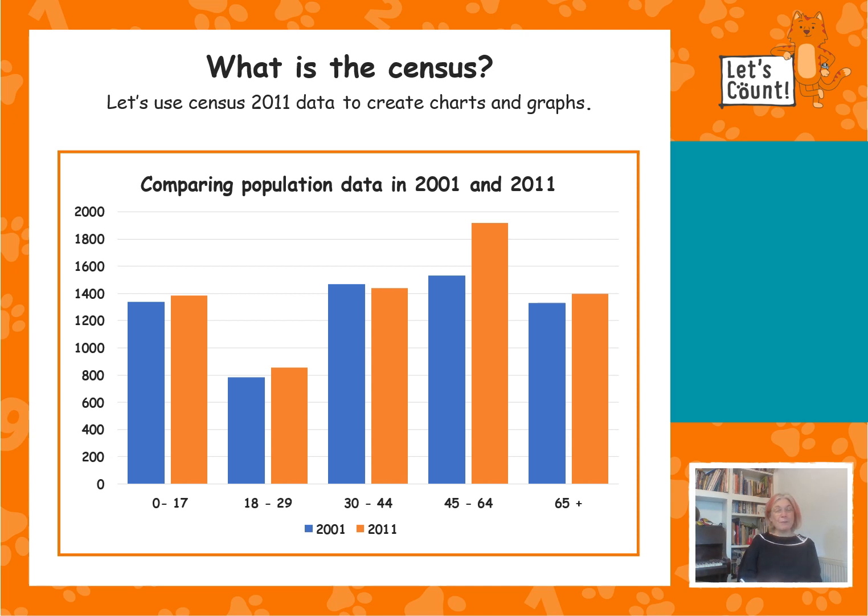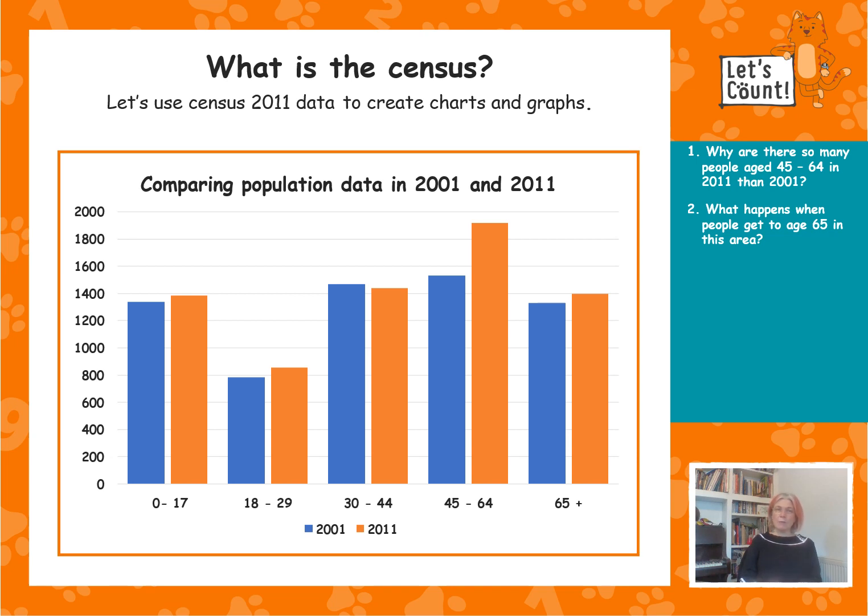I'm sure you've come up with some really interesting questions. I'm going to share with you some questions that I had about this data. I want to know why there are so many more adults aged 45 to 64 in this part of the country in 2011 than there were in 2001. What happens when people get to 65 because the numbers drop off for that older age group?